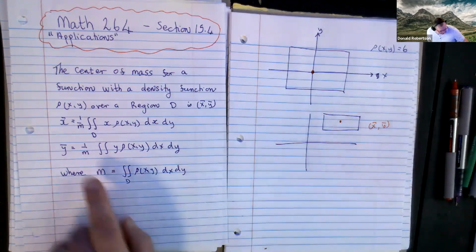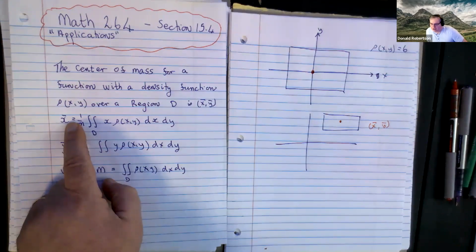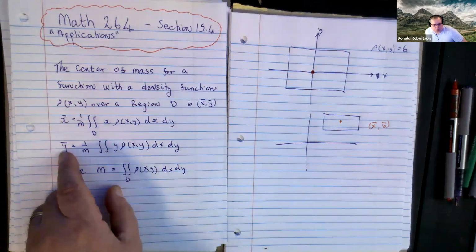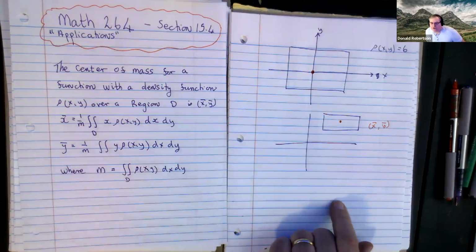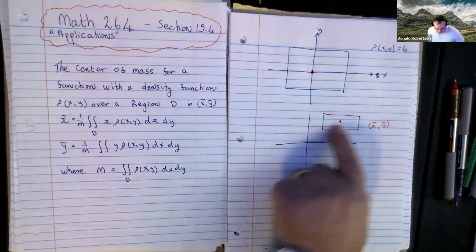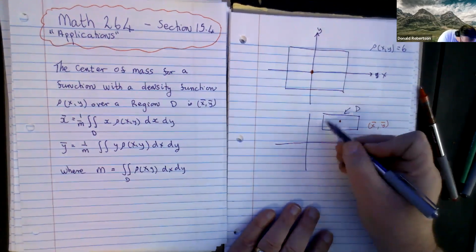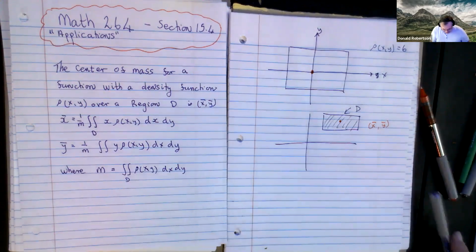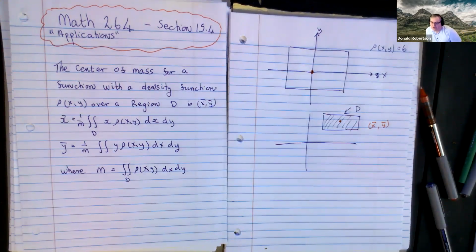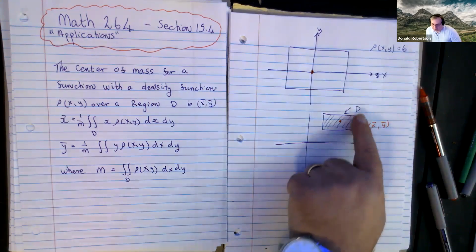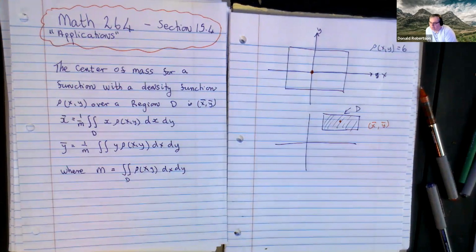So how do we find this magic x bar, the x coordinate of the center of mass, and y bar, the y coordinate of the center of mass, for a function where the shape, in this case, is D? That whole thing there represents the region D that has a density function. So can you imagine it gets much more complicated when the plate doesn't have the same density, when at one end it's much denser, heavier, and at the other end it isn't.